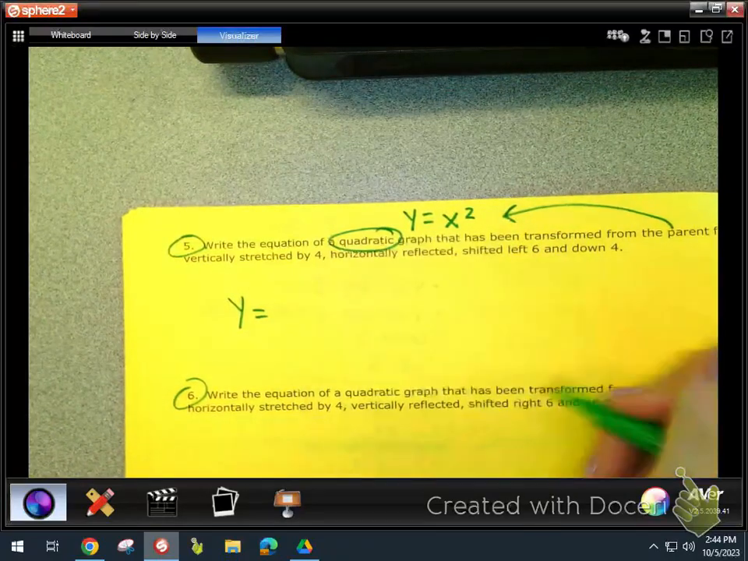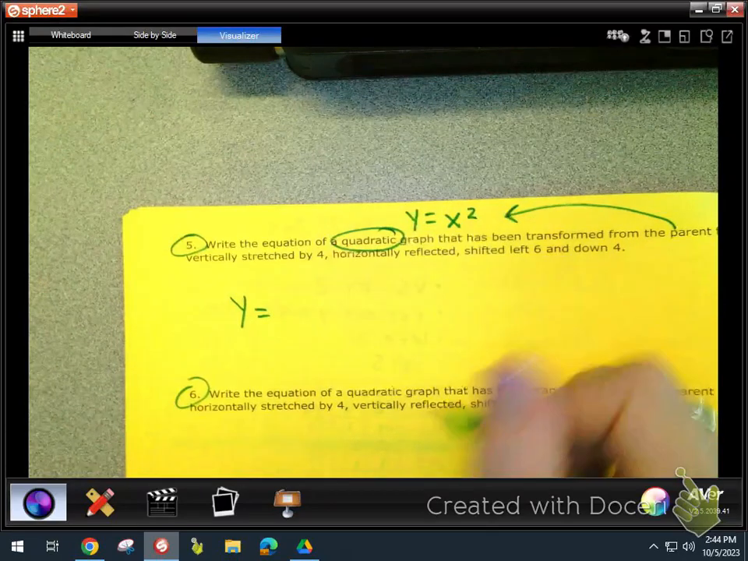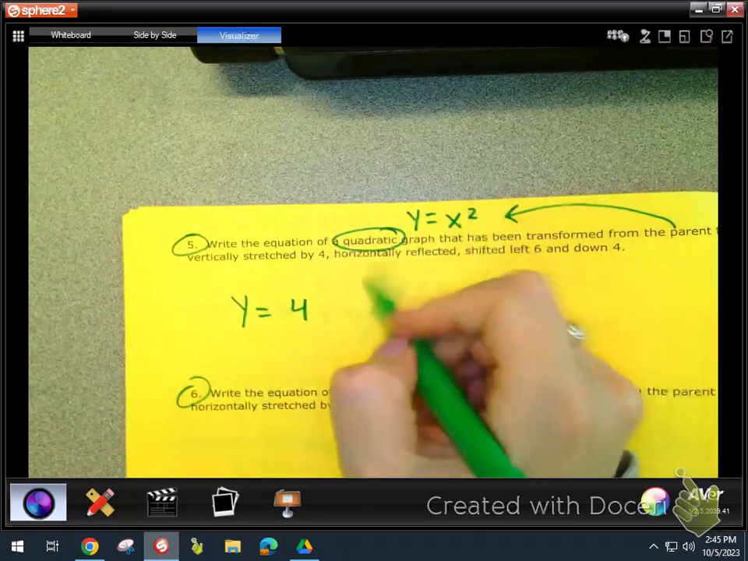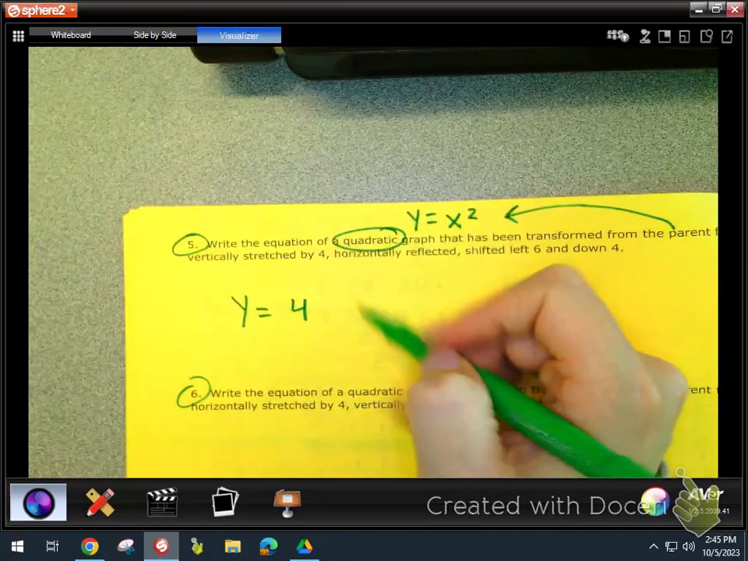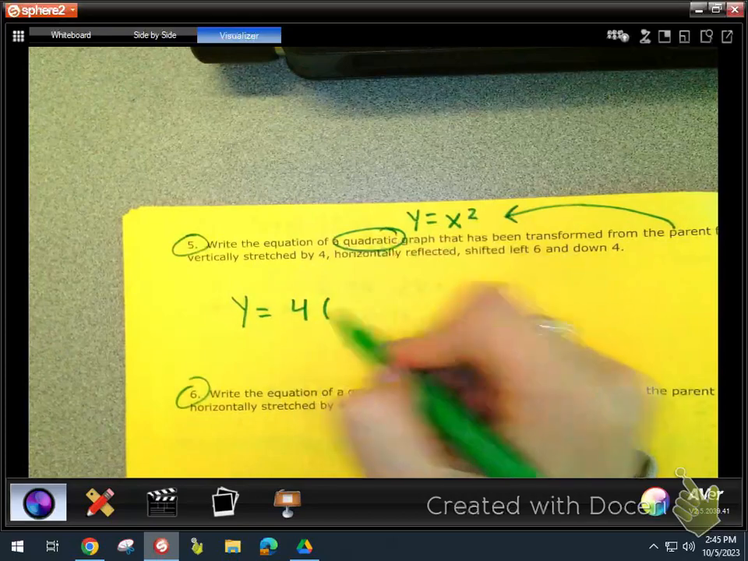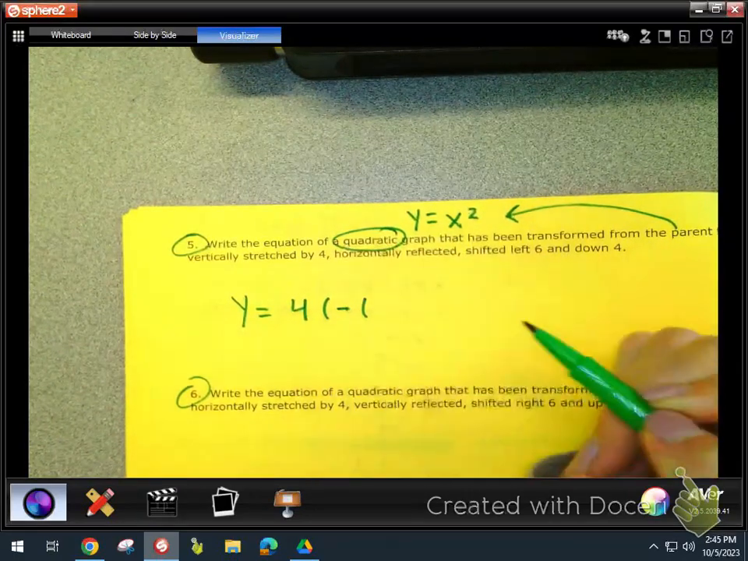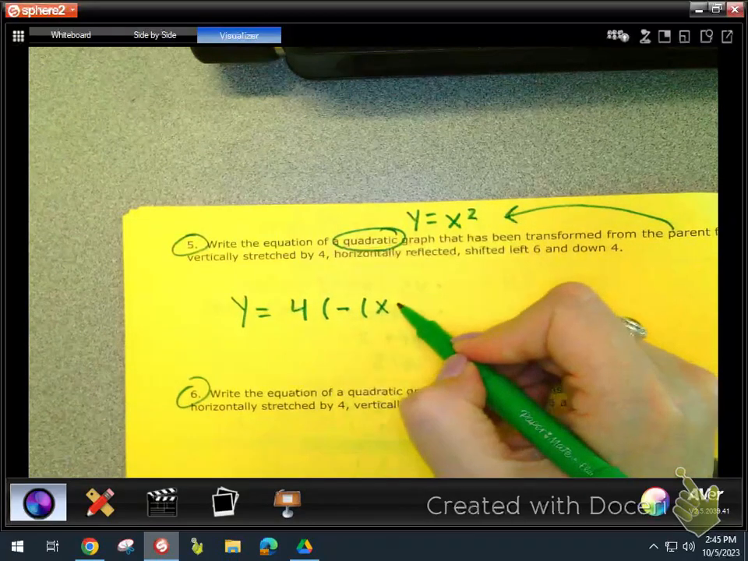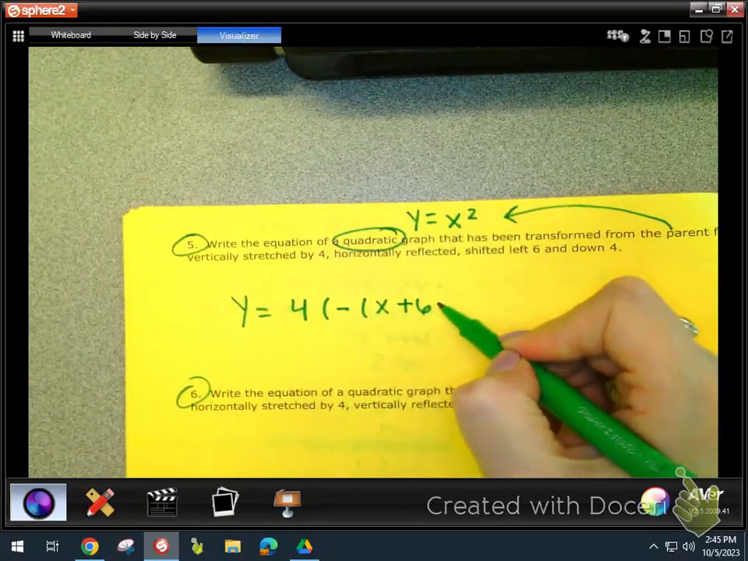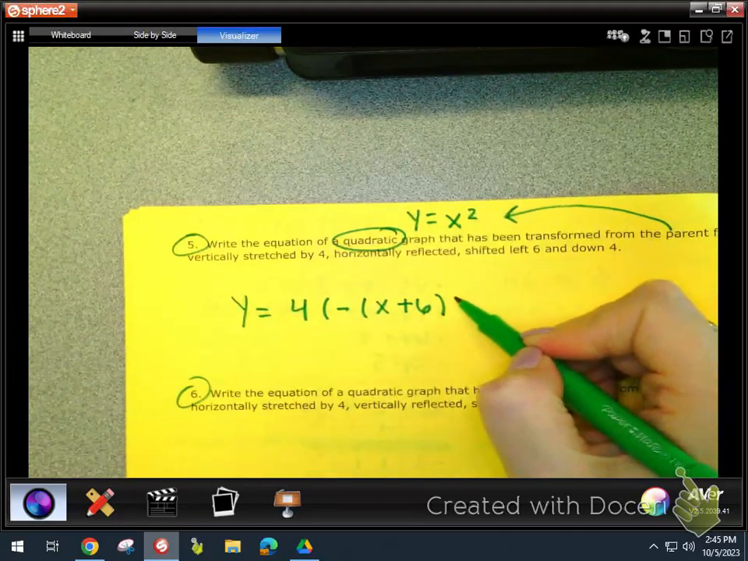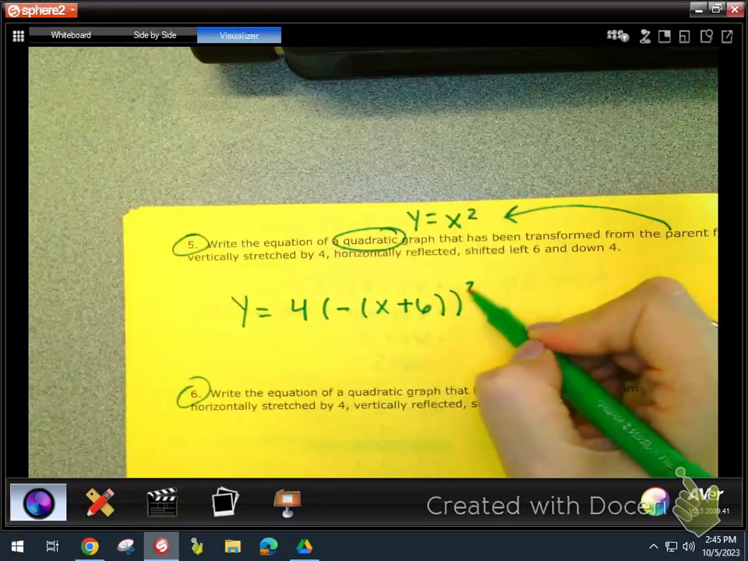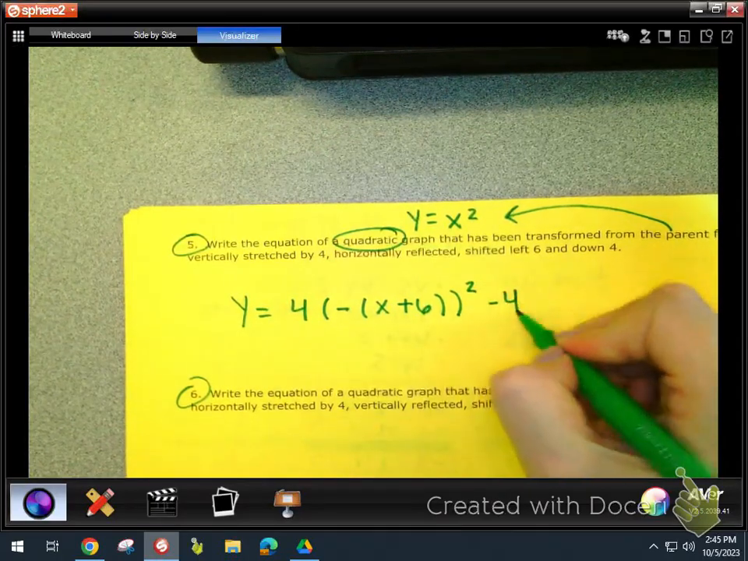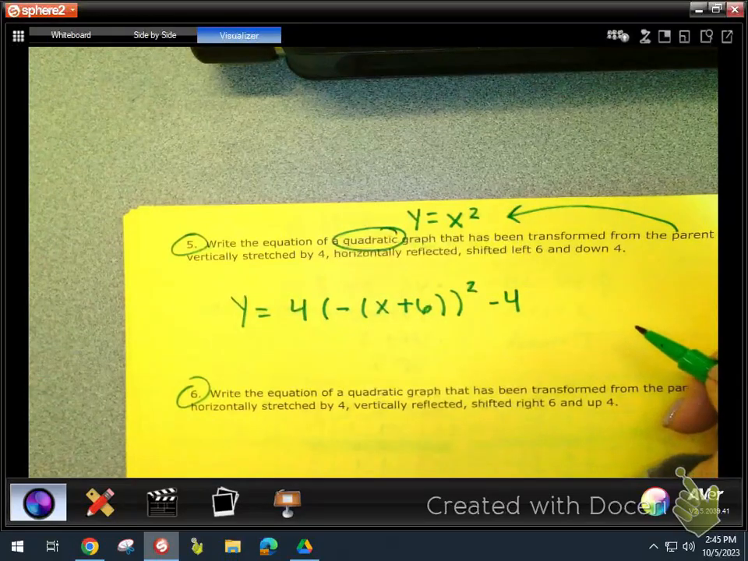Vertically stretched by 4. Where does that go? The front. Does it flip? No. 4 in the front. Horizontally reflected. That is a parentheses and then a negative. Parentheses, negative, followed by another one. Shifted left 6. X + 6. Plus 6. Then what? Another parentheses. And then what? Squared. Good. Down 4. -4. That's all it is.